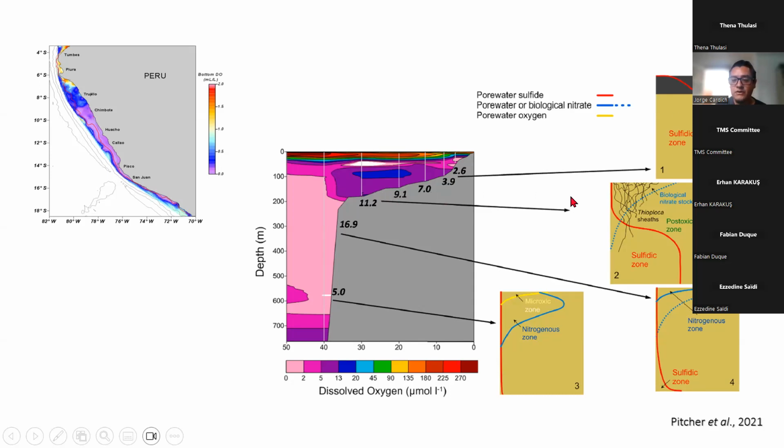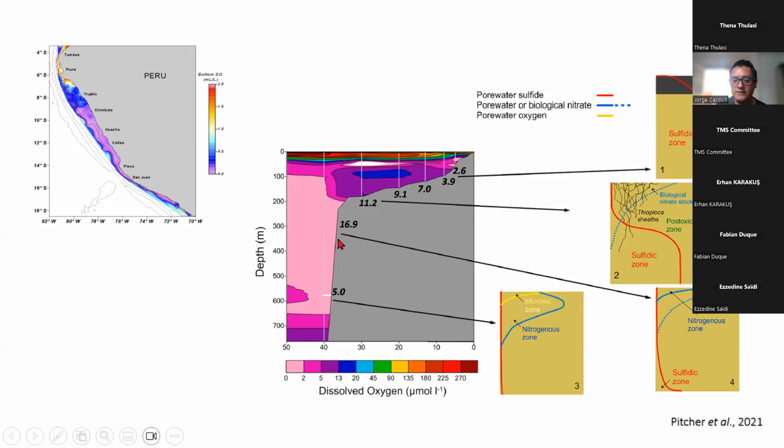In the outer shelf, we have a little more oxygen, but only traces of oxygen, and the sulfidic zone deepens, and we can start to see organisms that live under postoxia. So that's between the anoxia with sulfide and the anoxia without sulfide. So these Thioploca sheaths, for example, these large filamentous bacteria, they represent biological nitrate stocks for other organisms.